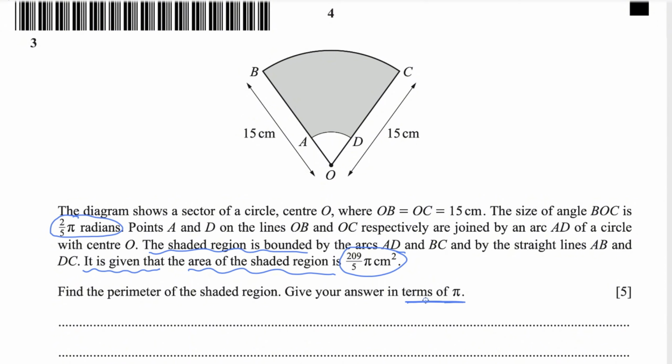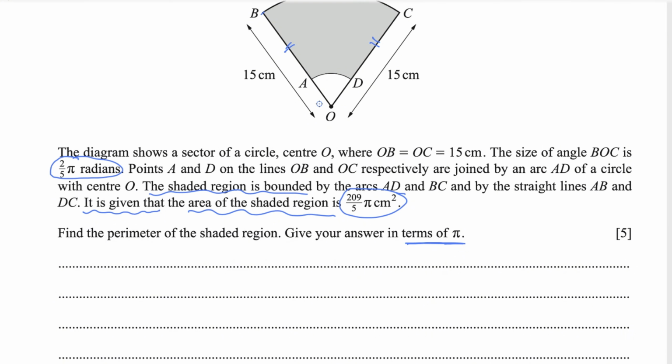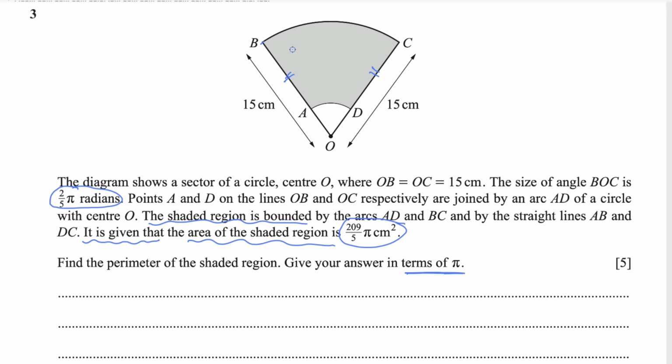So the area of the shaded region is given, and the angle is given. First of all, you should know what sides you need to find. You need to find AB, BC, CD, and AD. We have arcs AD and BC. Arc BC you could easily find, and later we can find AB and DC, which are equal because the radii are equal for this sector. First, let me find the arc length BC using this formula.